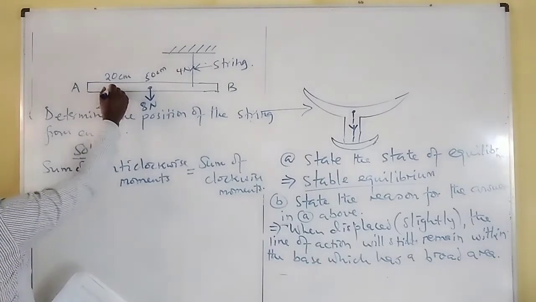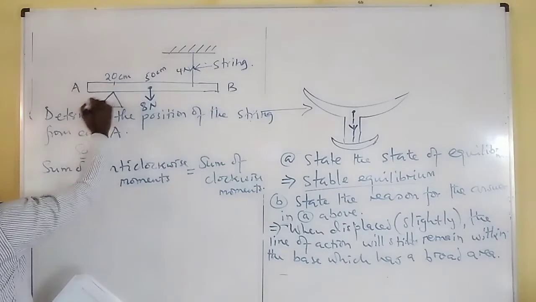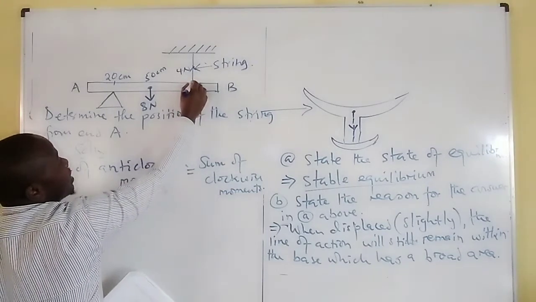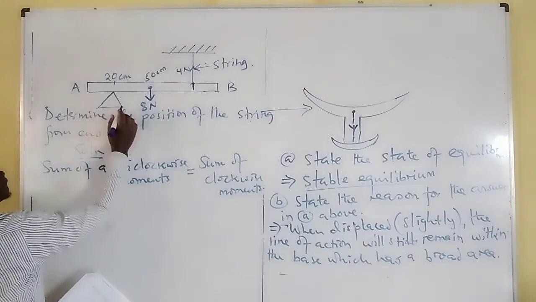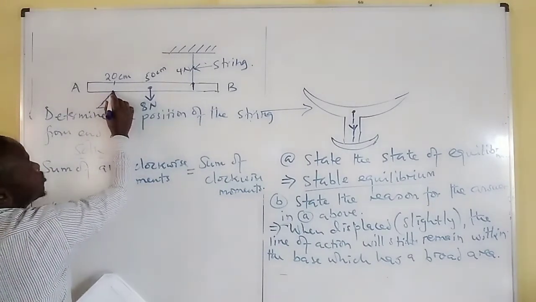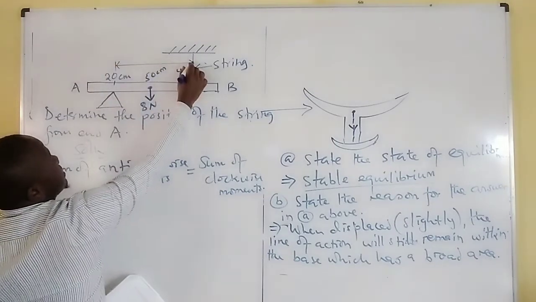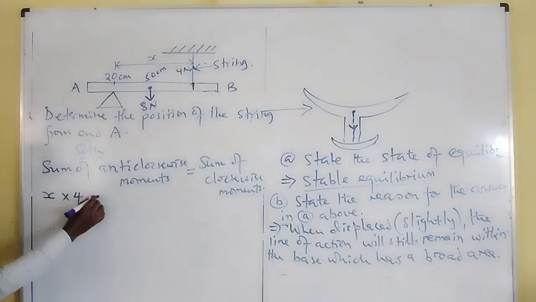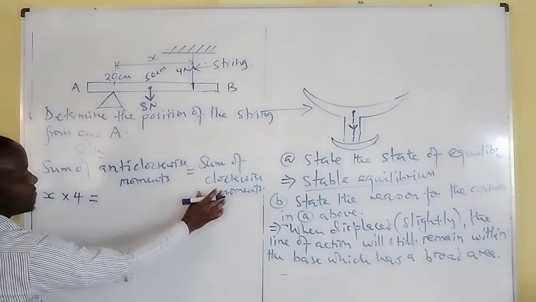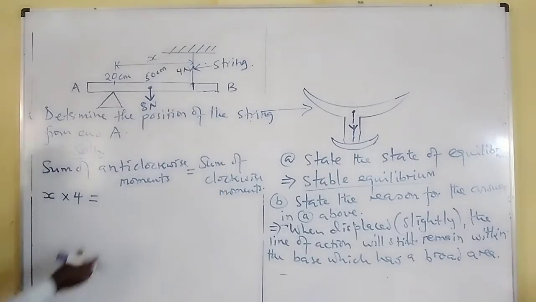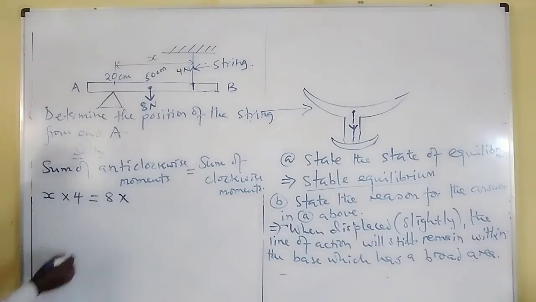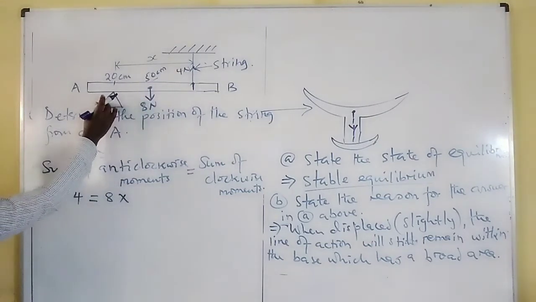and the distance from this point of support or the pivot, which is at 20 centimeters, to where it is acting upwards is not known, so we can label it distance x. So from the pivot up to where the string is attached, all this distance is x. So the anti-clockwise moment is a distance x times a force of 4 newtons, which will be equal to the sum of clockwise moments. We have only one force for clockwise moments, and that is the weight of the object itself, which is 8 newtons acting through the center, and the center is the 50 centimeter mark, the point of support is the 20 centimeter mark.